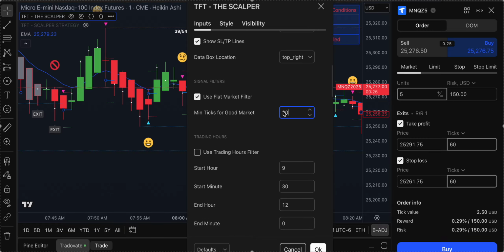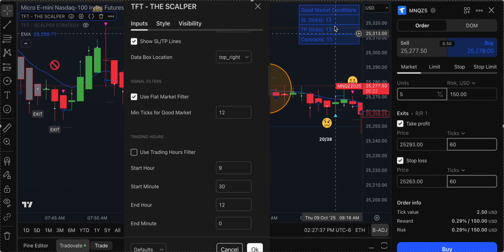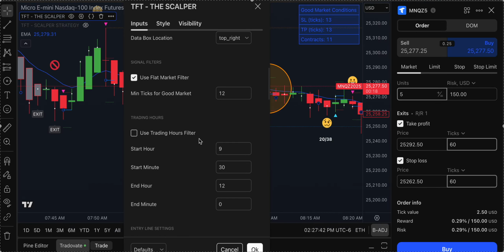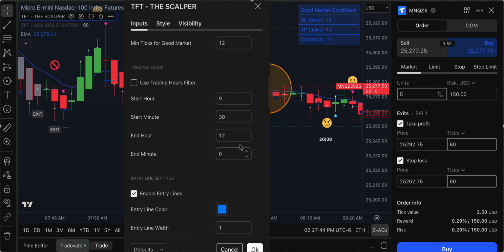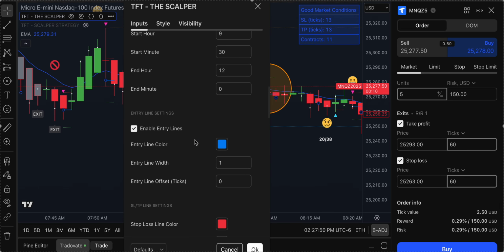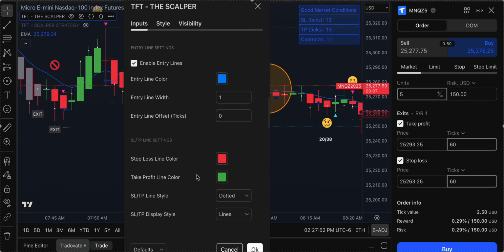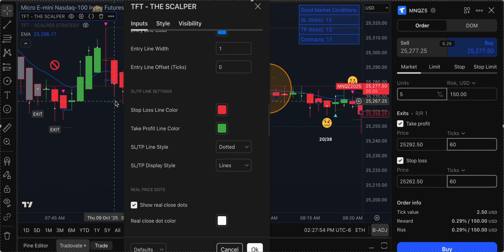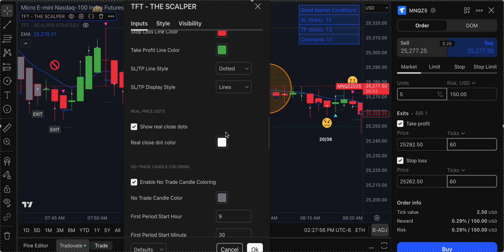Okay, flat market, I talked about that. That's what changes it. So now it'll change back to, like, if you're really going to trade, that would be the numbers you'd actively use. Okay, trading hours, you can pick which time you want to see these signals show up, if it's specific to certain trading hours. And then you can go down here: entry lines, targets. You can change how you want to view these. Real price dots, that's where the candle closed. Those little dots, that's why they're on there.